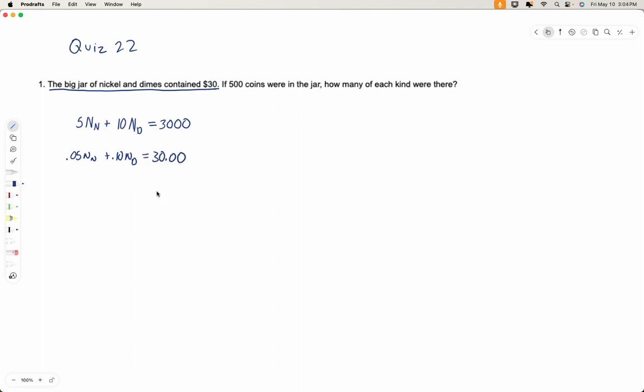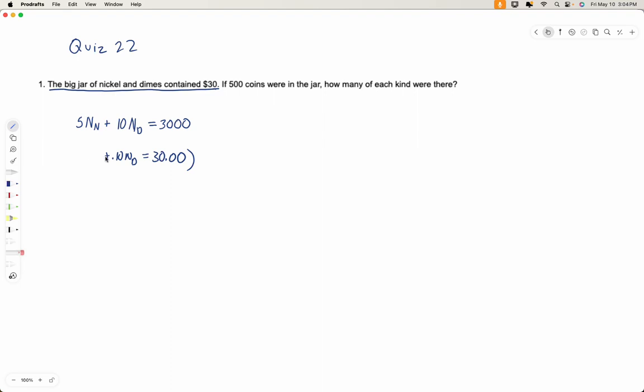30.00, right? But to get rid of decimals, we multiply everything by 100. 100 times this would be this, 100 times this would be this, and 100 times this would be this. We're writing everything without a decimal place, in penny value. So 5 pennies, 10 pennies, 3,000 pennies, so that we don't have to deal with decimals.